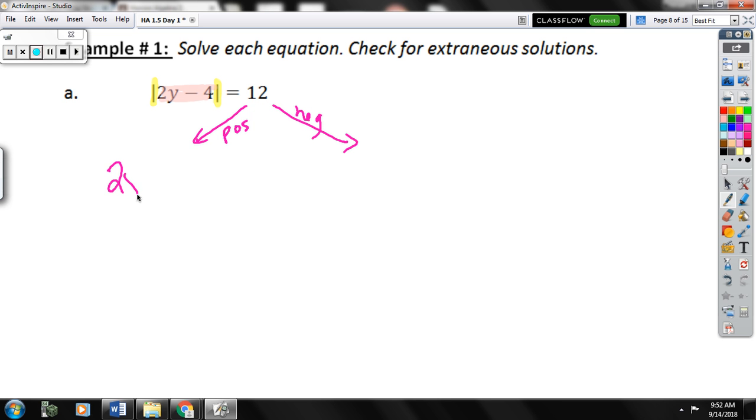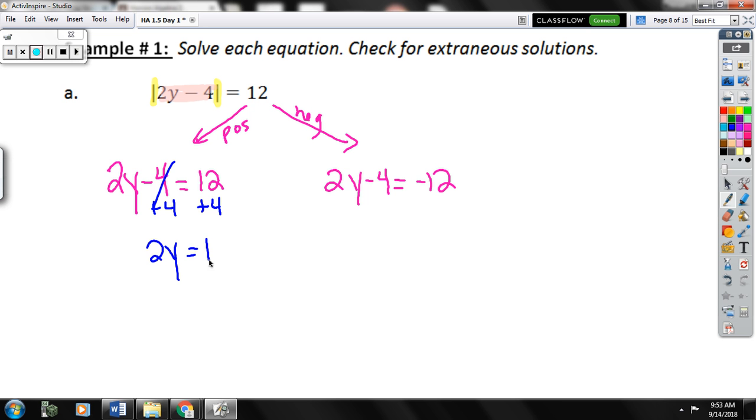So we have 2y minus 4. You don't change anything about the expression, like you don't make it 2y plus 4. You don't change the symbols. Keep it exactly as is. Set it equal to a positive 12 and set it equal to a negative 12. And solve each equation, which we should all know how to do by now. We'll add 4 to both sides. Divide by 2.